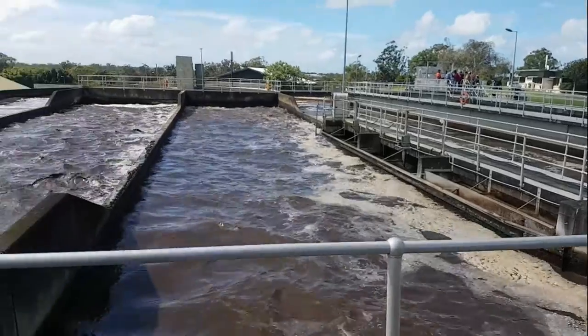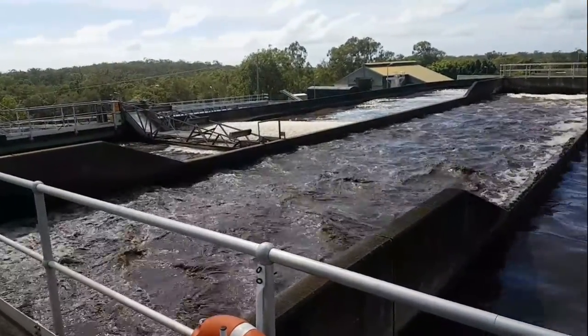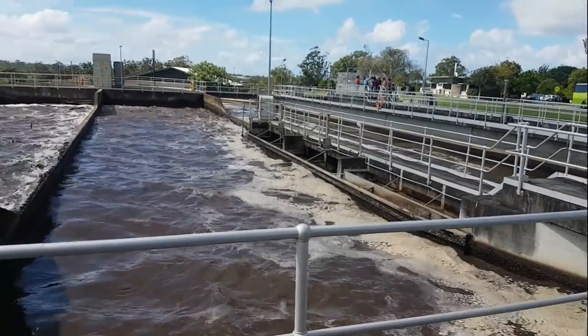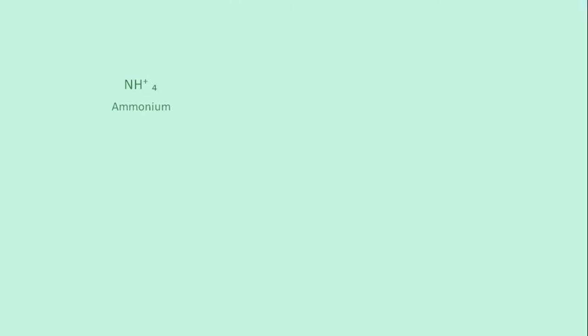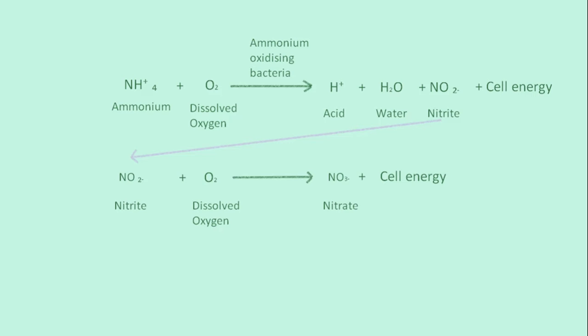Here, the wastewater is aerated by injecting oxygen into the water and by generating turbulent waves. With enough dissolved oxygen available, natural metabolic processes of nitrifying bacteria, or nitrosomonas, are encouraged. They can efficiently consume organic nutrients from the water and convert them into something more manageable. For example, ammonium is converted to nitrite, acid, and cell energy. Other bacteria, called nitrobacter, convert that nitrite into nitrate.